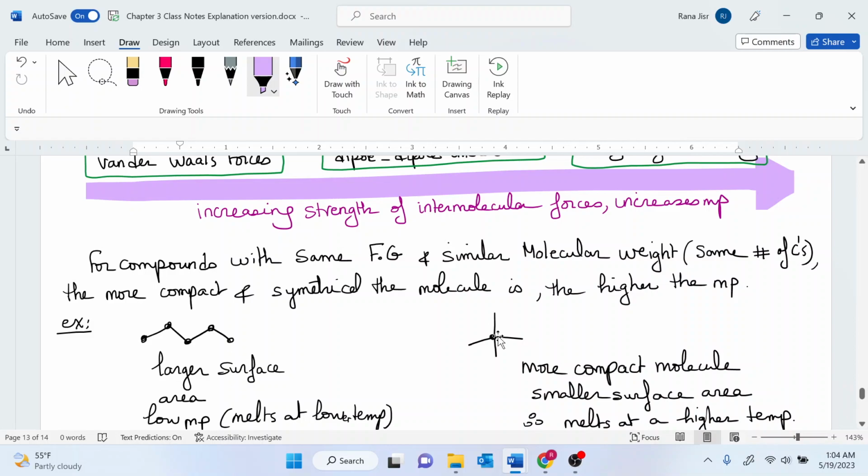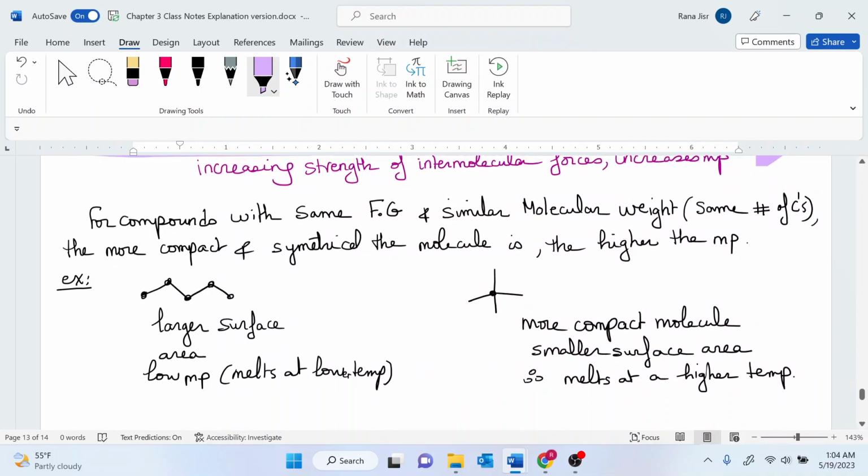They do have the same number of carbons as well. It takes more energy to melt a compact molecule with a smaller surface area than a molecule that has a larger surface area with the same number of carbons.